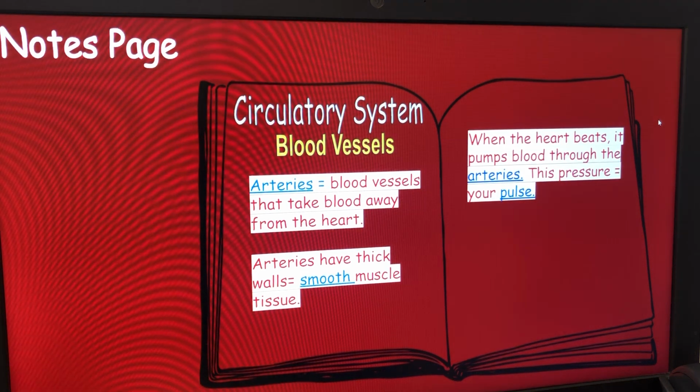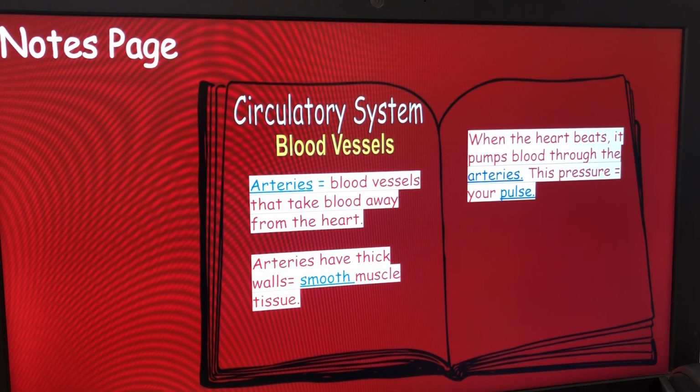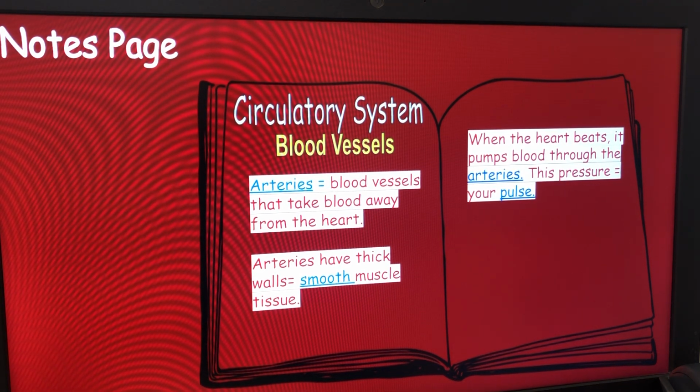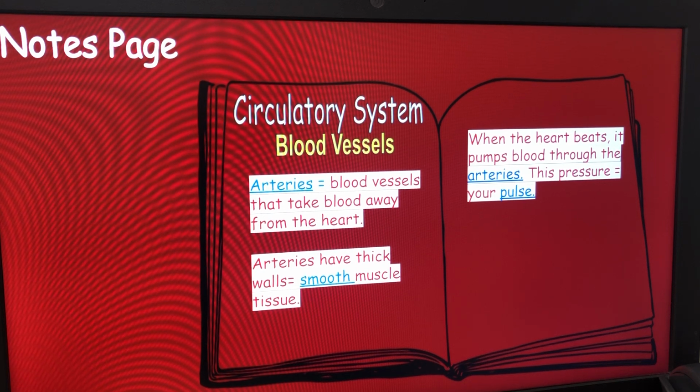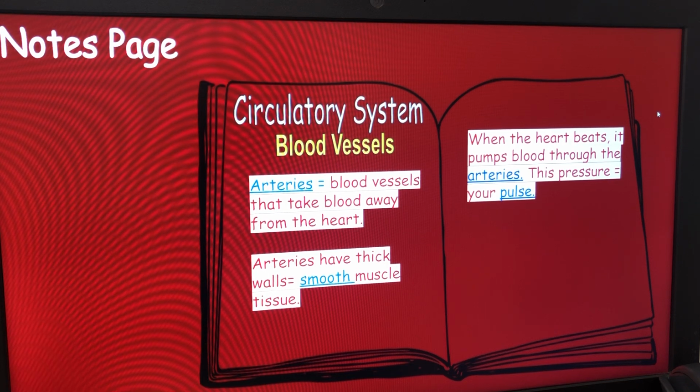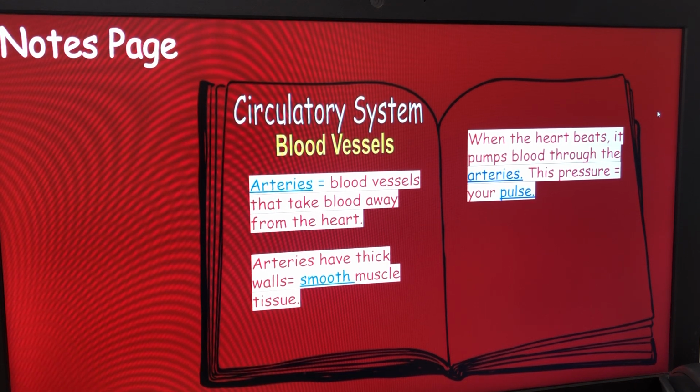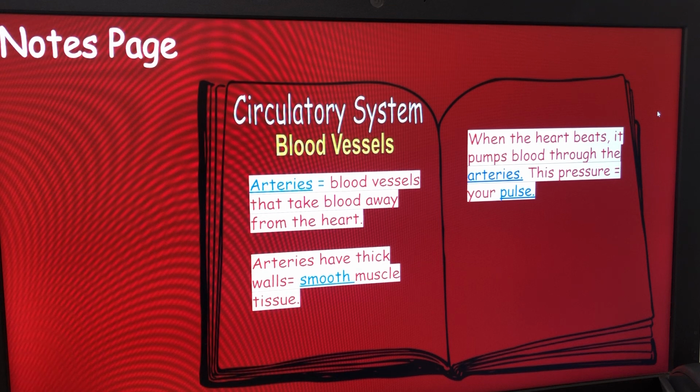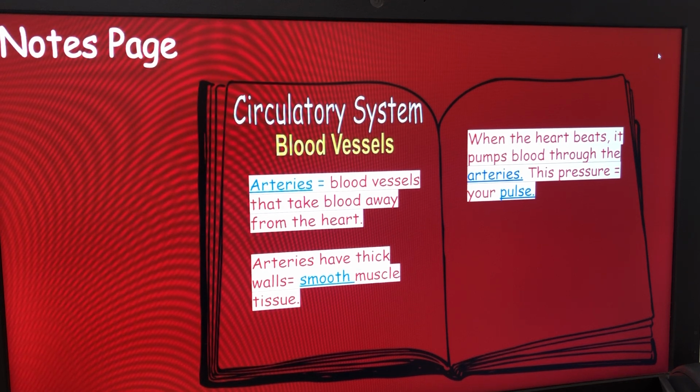So we will make another entry. Arteries equal blood vessels that take blood away from the heart. Arteries have thick walls, which equals smooth muscle tissue. When the heart beats, it pumps blood through the arteries. This pressure equals your pulse. Please take your time. You may pause the video and push play when you're ready to resume.